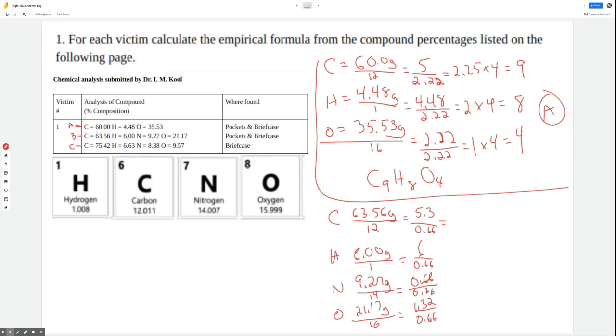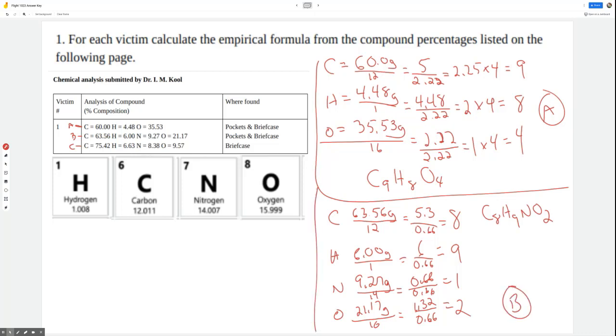Which gives us 8, 9, 1, and 2. So that empirical formula, I don't have to do anything else because they're all whole numbers, or they were all really close to whole numbers, so I rounded them. C8H9NO2. All right, so that's compound B for the first victim.